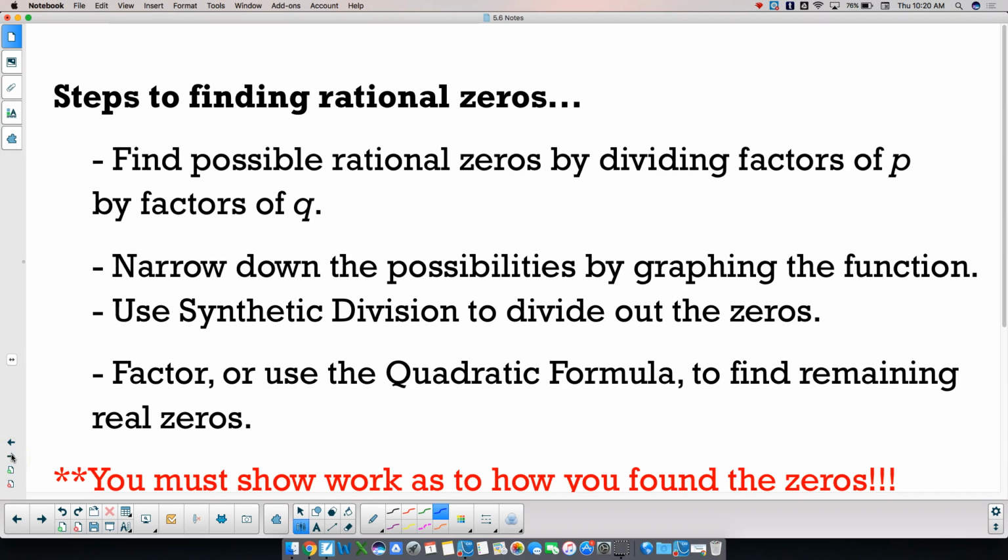Alright, so steps to finding rational zeros, or steps to finding all zeros, we could say. First off, you find the list. Okay? You narrow your field down to a certain amount. You find your list. Then, I told you that I would tell you the shortcut. Well, here's the shortcut. Step 2 here is the shortcut.